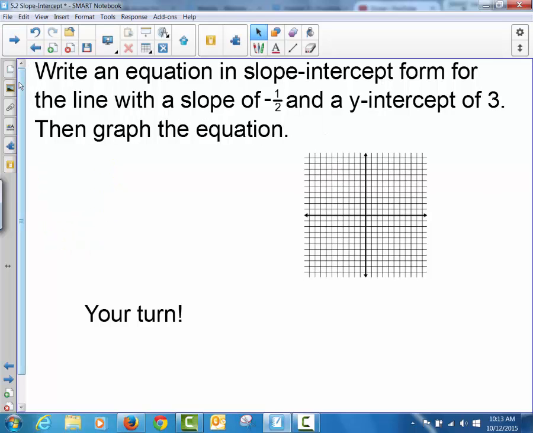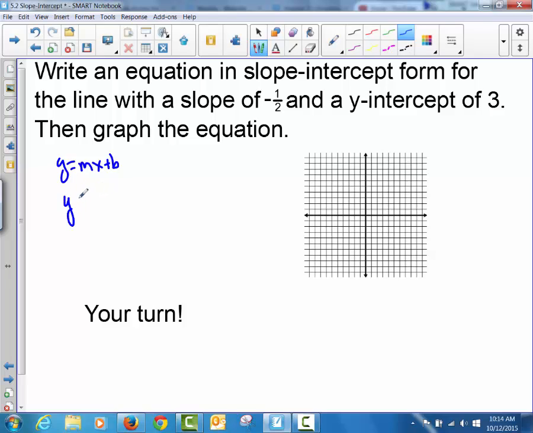Alright, your turn. Now you write an equation in slope-intercept form for this line with a slope of negative 1/2 and a y-intercept of 3. Then graph it. Okay? Once again, you're going to be using y equals mx plus b. Once you get your formula, start out with the y-intercept and then use the slope to finish your line. Pause the video, try this one, and then come back again, okay?